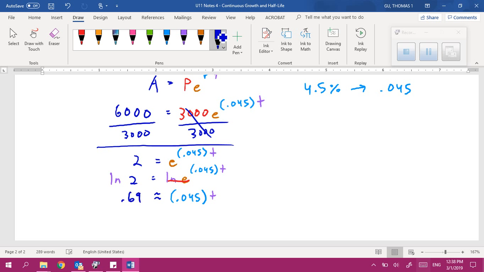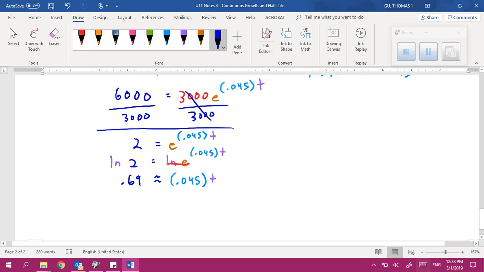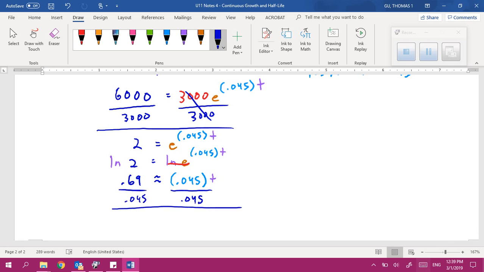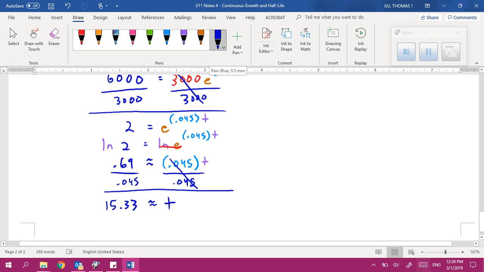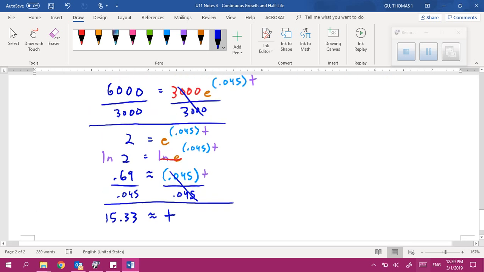0.69, right. So here we are. 0.69 is about 0.045 times T. So how do I find T then? Divide by 0.045. That's right. And what do you get? 15.33. But what would your final answer be here on this question? If you read the question, how would you write your final answer? 15 years. 15 years, right.